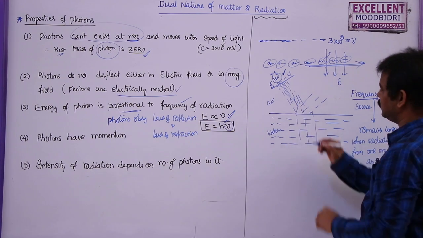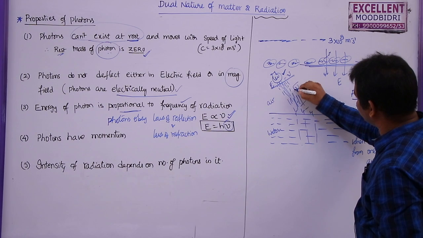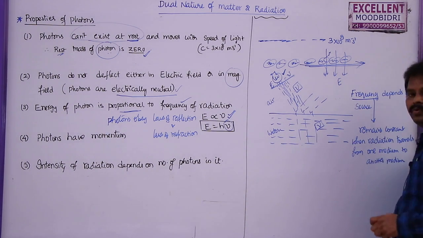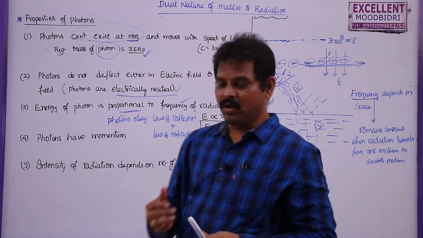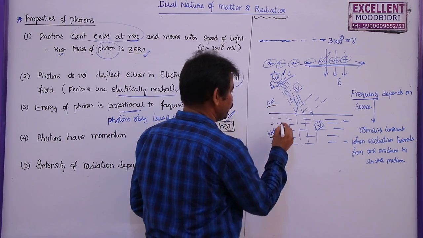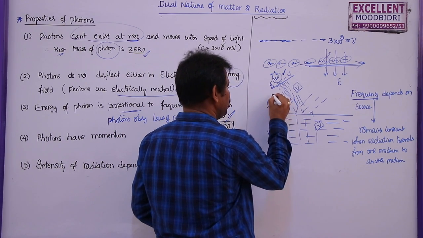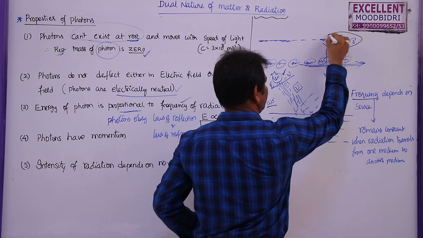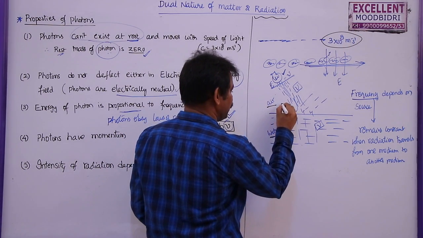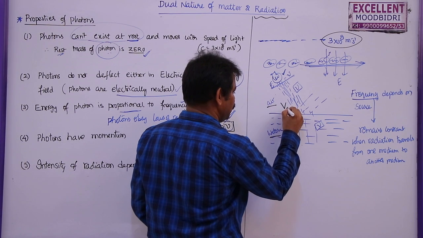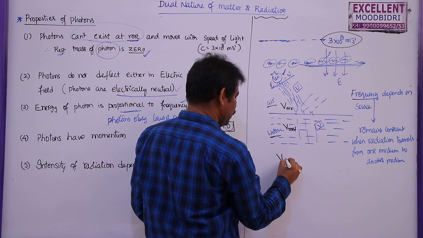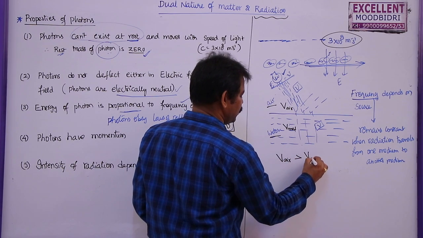Let us say the frequency of the radiation in air is mu, and the frequency of the radiation in water is also mu. So this will not change. But we know that whenever radiation moves from one medium to another medium, its velocity changes. In air, the speed of the radiation is 3 into 10 power 8, but in water, the speed is less. So I am writing this as V in air and V in medium. V in air is greater than V in medium.